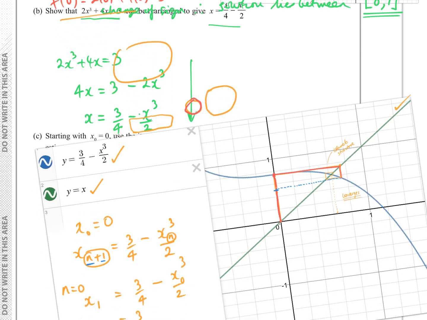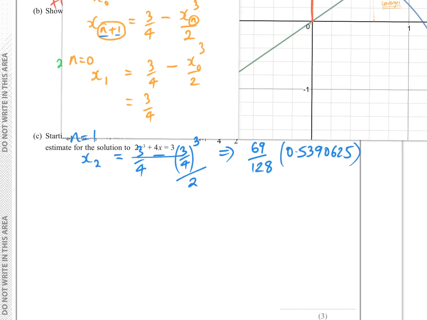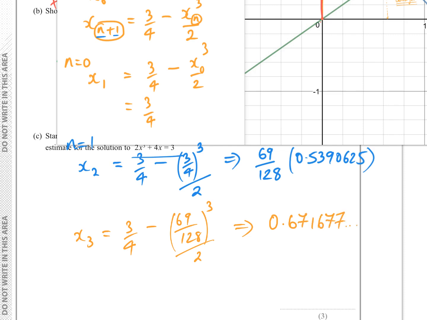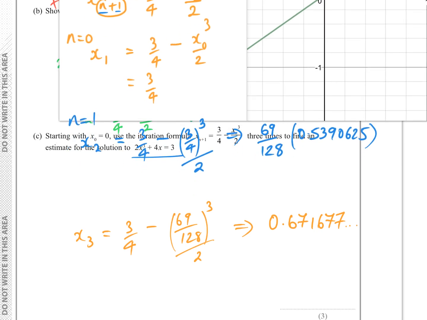So let's cut to the chase here and just do the next one. So x3 would be 3/4 minus, well, I'm just going to put 69 128 into my calculator, and that's going to give me a decimal of 0.671677 and so on. So to 3 decimal places, I think it was.